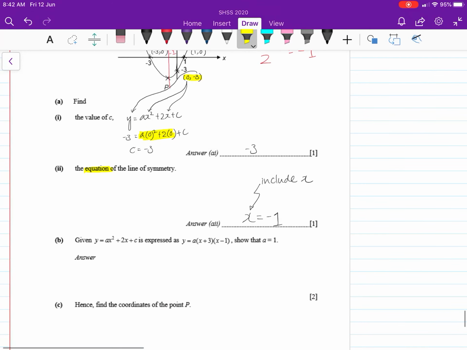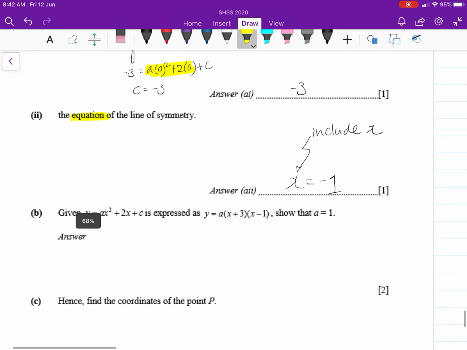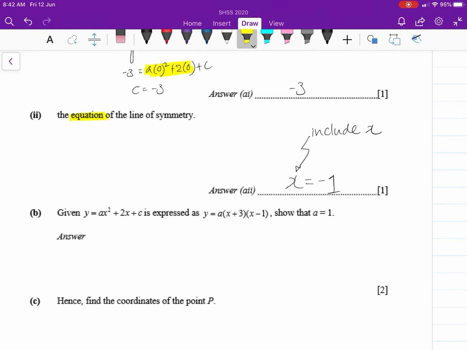Let's take a look at part B. Part B says, given that y equals ax squared plus 2x plus c is expressed as that, show that a equals 1. Now, when I look at this kind of question, my first intuition is I should expand this. So let's expand that. y equals a, I'm going to expand this, x squared minus x plus 3x minus 3. y equals ax squared minus x plus 3x is plus 2x, so it's plus 2ax minus 3a.